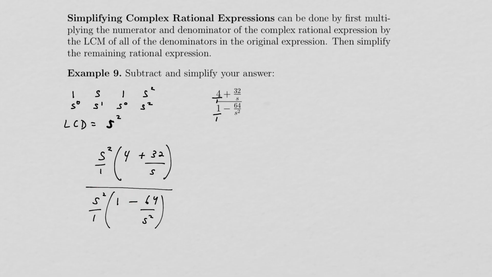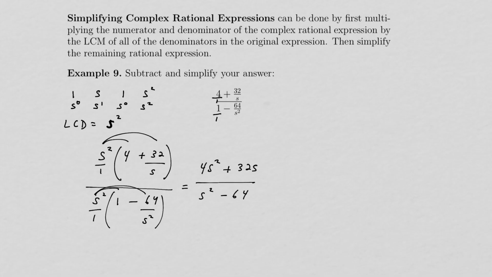Okay, but you're going to see how this really cleans everything up. So if I distribute this in, I'm going to get 4s squared. And then here I have 32. One of the s's will cancel, but I still have another s, right? So it's 32 times s over, in the denominator, this is going to be s squared times 1, which is s squared. And then if I multiply times negative 64 over s squared, the s squareds will cancel, but I still have a negative 64.